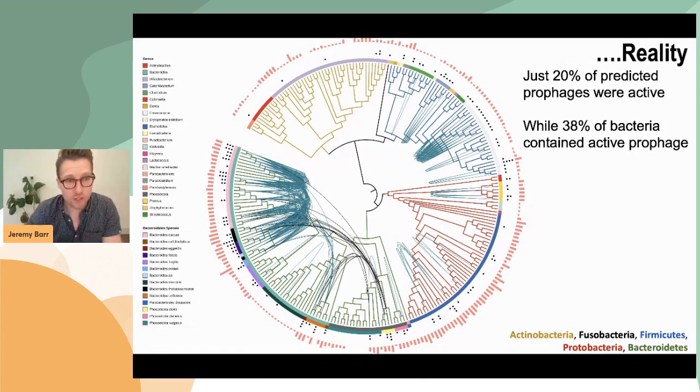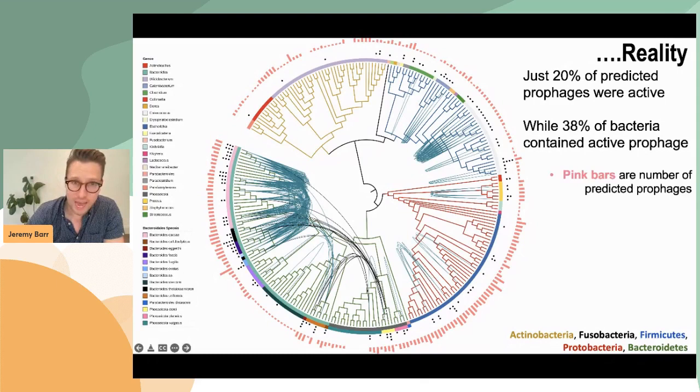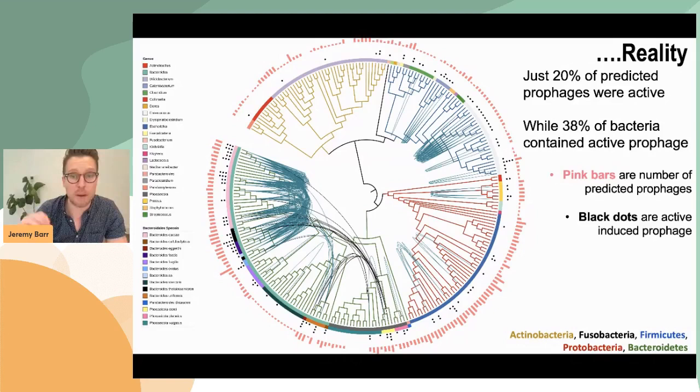If we pull apart this phylogenetic tree a bit more, we've got genus and species information on the left. We've got our major phyla shown in the colored branches of the tree here. If we look at the outer ring in this tree, these pink bars are giving us a qualitative assessment of the number of predicted or informatically identified prophages, whereas the black dots are showing the number of active prophages. So just as an example, this isolate here over in the Firmicutes had quite a large number of predicted prophages, and indeed we found 4 active phages in the sample set.